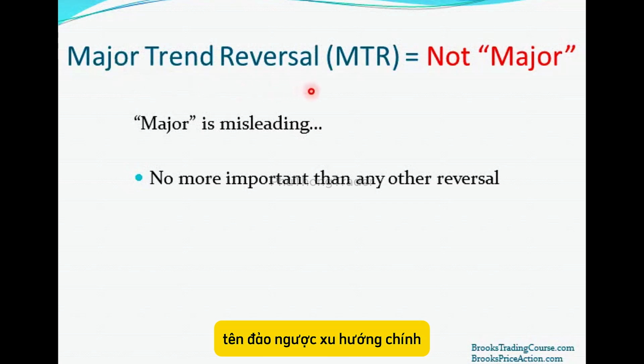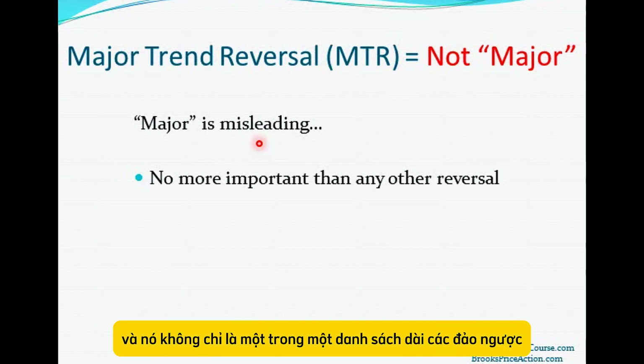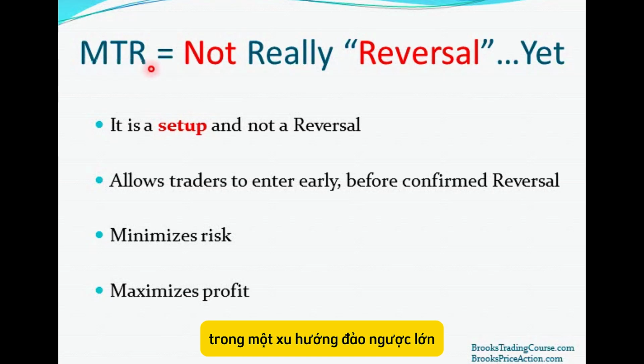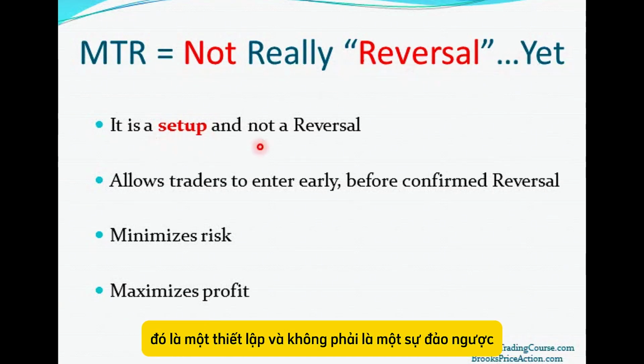The name major trend reversal, the abbreviation MTR, I'll use this on a lot of the slides. It's not major. So the word major is misleading and implies it's more important than any other type of reversal, and it's not. It's just one in a long list of reversals. And a major trend reversal, it's not even a reversal, at least not yet. It's a setup and not a reversal.